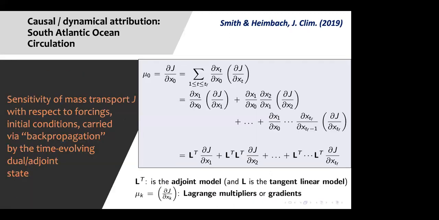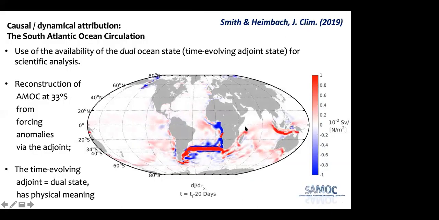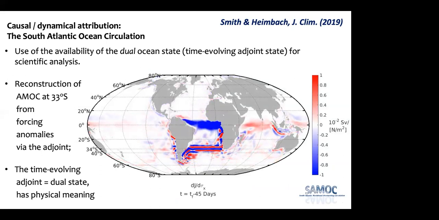And again, the adjoint, the figure that I showed before, enables us to propagate those sensitivities back in time. So through the adjoint operator, this L transpose here, if we evaluate our transport anomaly at a final time, we can ask how it is sensitive to the state of the model at earlier times, propagated by the adjoint operator, and then of course propagated from that to the surface forcing anomalies. This is work by Tim Smith, who calculated these adjoint sensitivities back in time.